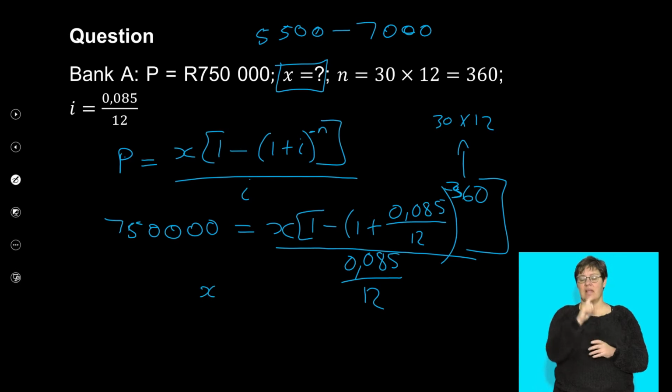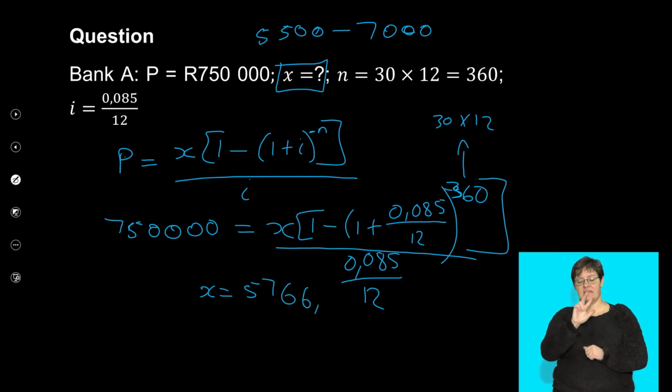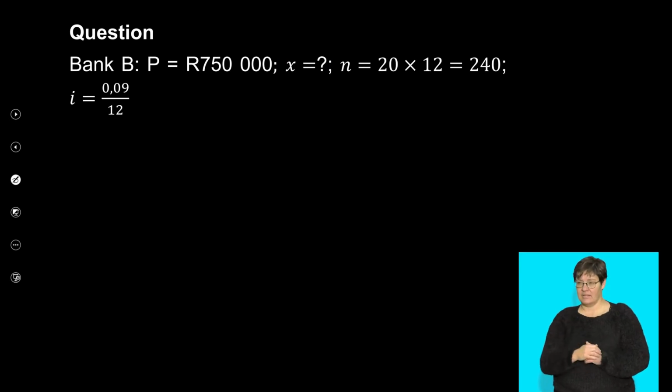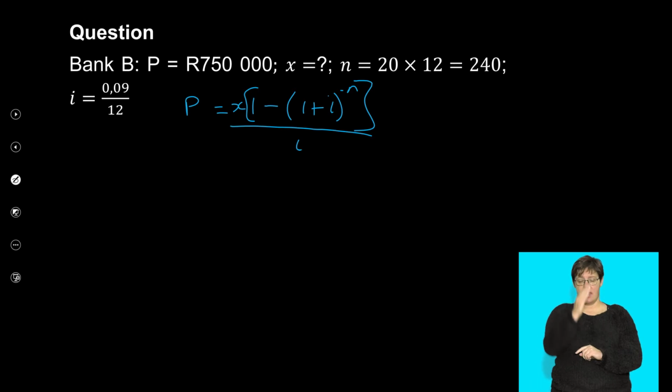So this is x equals 5,766 and 85 cents. This is how much she's going to be paying with the first loan. Then the second loan, or the second bank, if she was to take it, remember again, it will be P equals X times 1 minus (1 plus i) to the exponent of minus n, divided by i. And then I'm just going to substitute the values.